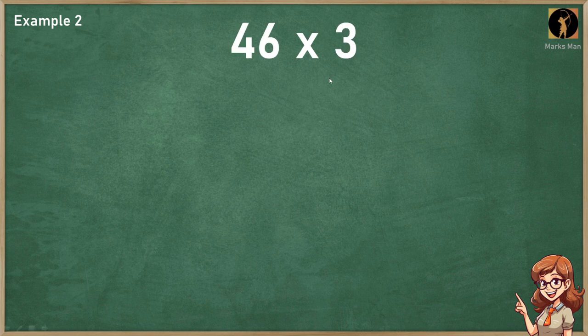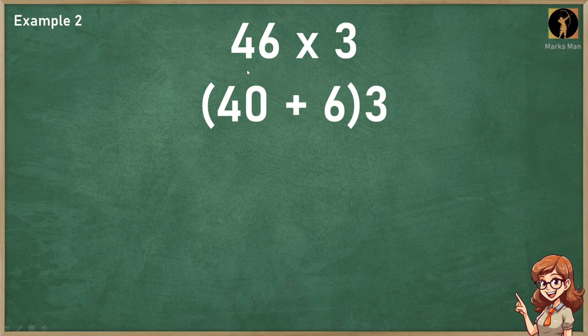Next example. So we have a 2-digit number multiplied to a 1-digit number again. So you just need to do what we did earlier. You need to separate the number 46 into each digit value. In number 46, the value of 4 is 40 and the value of 6 is 6. So that means 46 is the same as 40 plus 6. And then you need to enclose these numbers using parentheses. And then just rewrite 3 outside the parentheses.